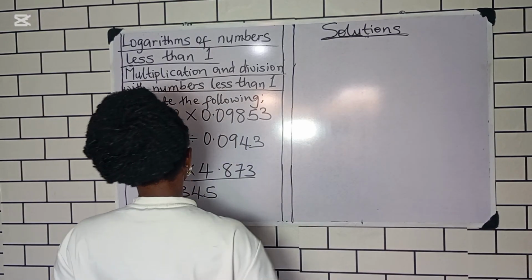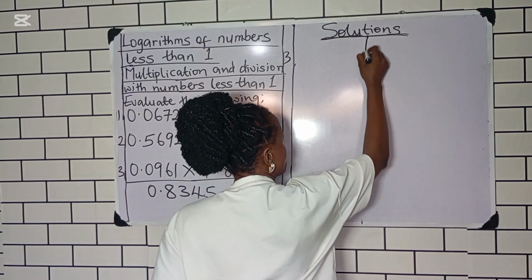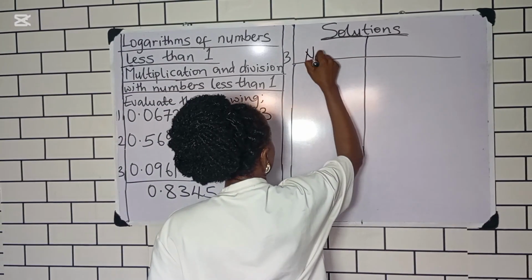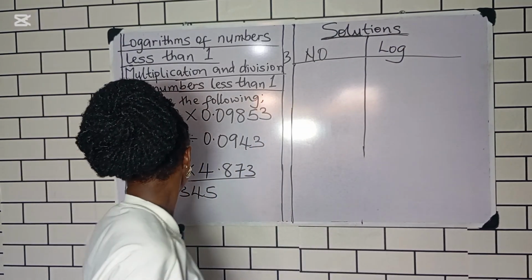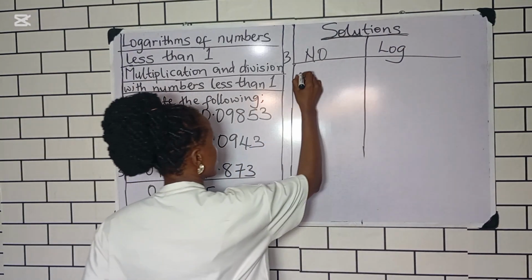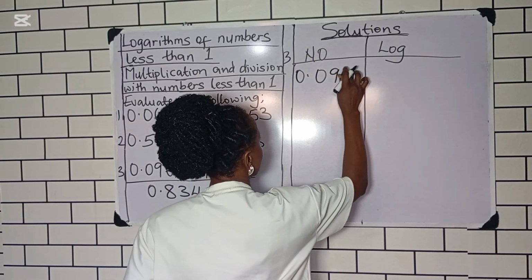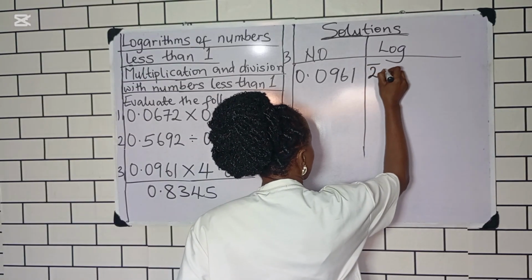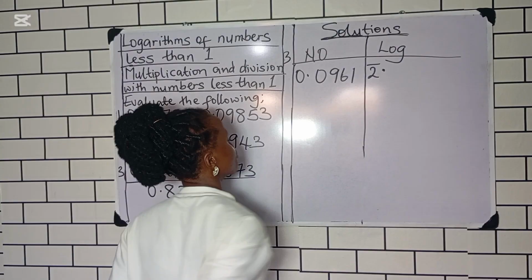Number 3, first of all, draw your table, have your number part, your log part. The first term here is 0.0961. Our characteristic here is bar 2. Put your decimal points because we're going to count 1, 2.